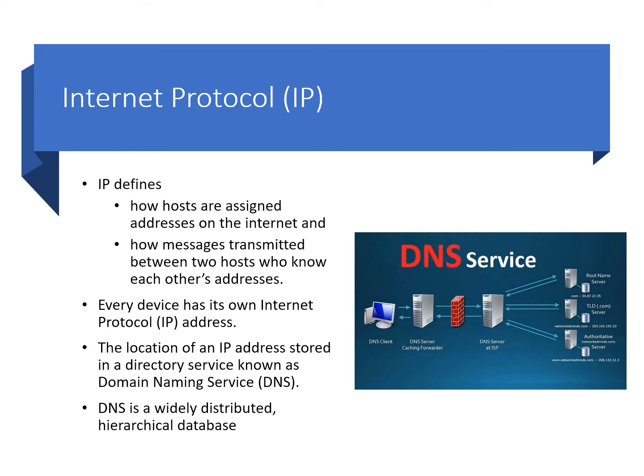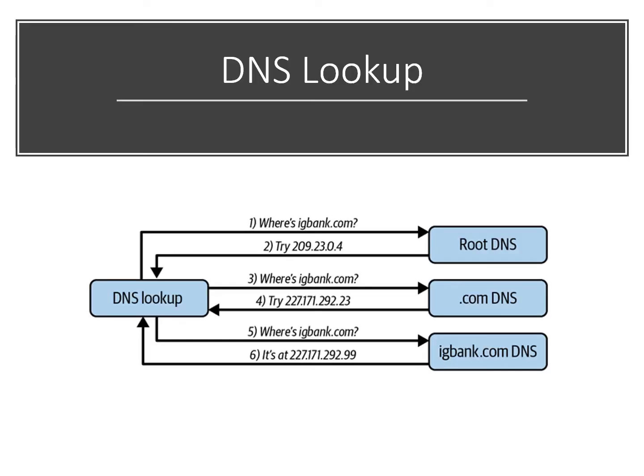The location of an IP address can be found using an Internet-wide directory service known as the Domain Name Service, namely the DNS. DNS is a widely distributed hierarchical database that acts as the address book of the Internet. DNS servers are organized hierarchically. A small number of root DNS servers, which are highly replicated globally, are the starting point for resolving an IP address.